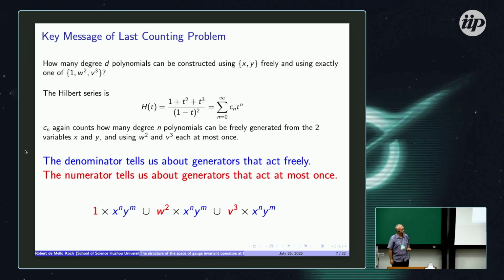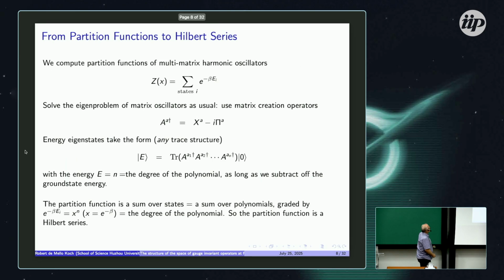So what does this have to do with multi-matrices? I'm going to study multi-matrix harmonic oscillators. If I'm doing that, I want to calculate the partition function. That's the observable I'm going to be interested in. So I want to sum over states e to the minus beta Ei. So I want to solve the energy eigenproblem of these oscillators. How am I going to do it?